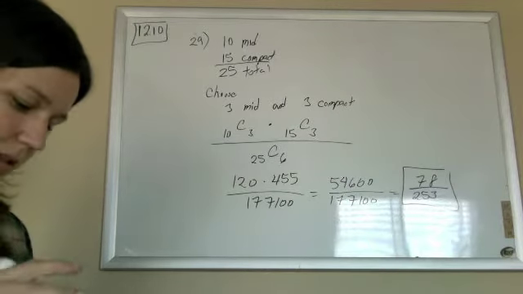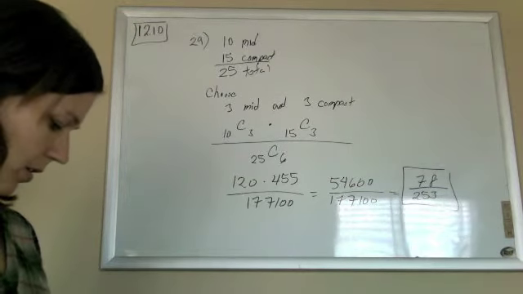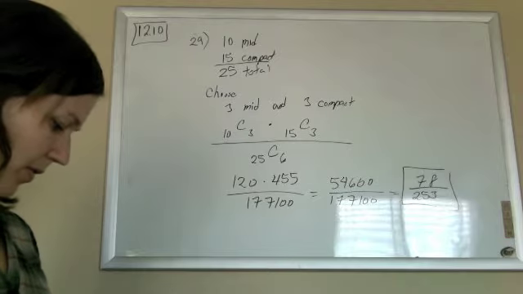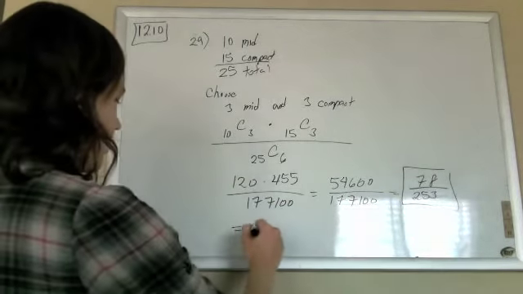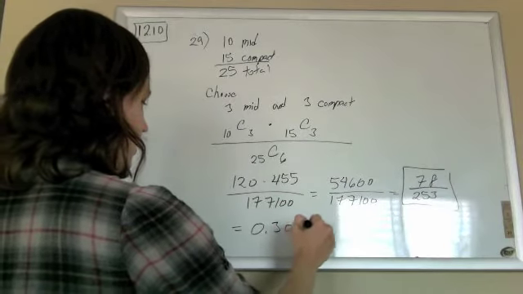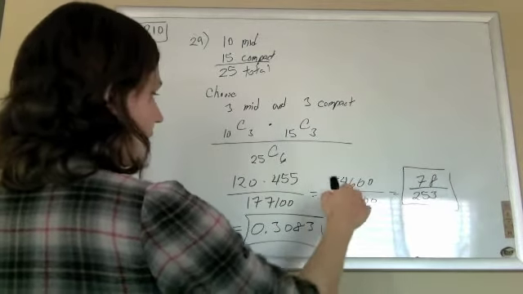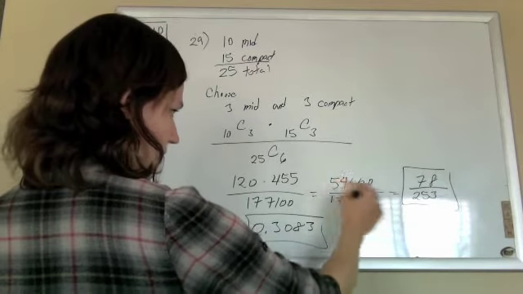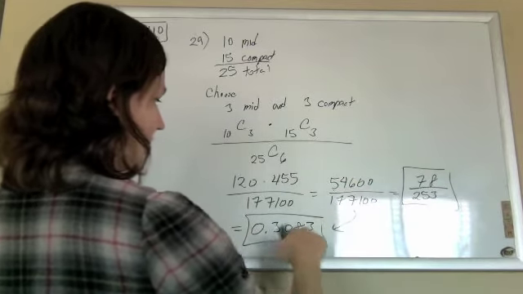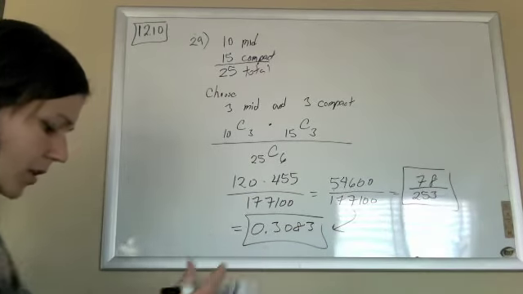Oh, and they just divide that. So 78 divided by 253 gives you 0.3083. So if you don't feel like simplifying this fraction, you can just do this divided by that, and you should get this answer. Excellent.